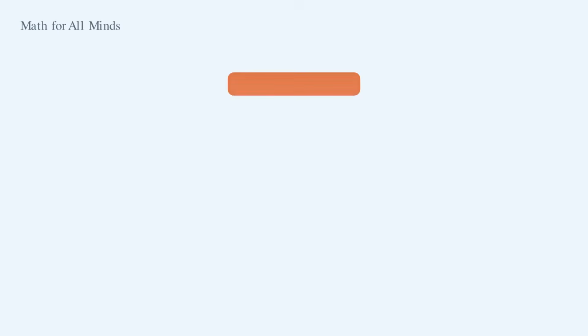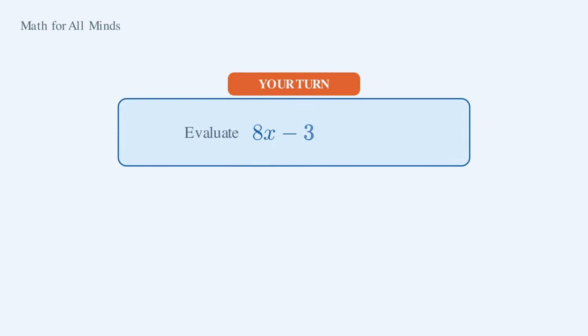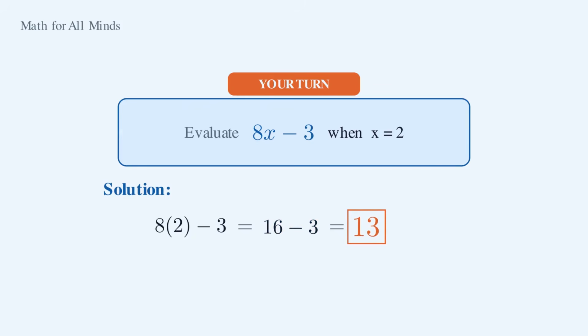Done. Pause the video and try this one yourself. Evaluate 8x minus 3 when x equals 2. I'll wait. You should have gotten 8 times 2 minus 3, which is 16 minus 3, which is 13. Nice work.